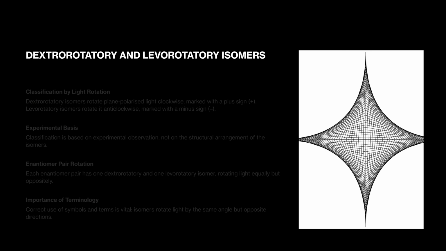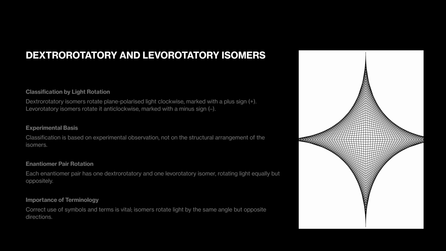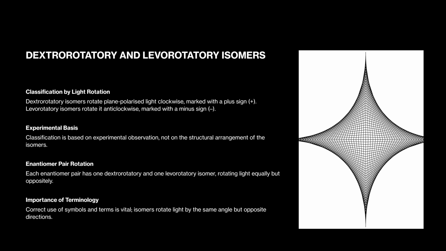Optical isomers are classified based on the direction in which they rotate plane polarized light. A dextrorotatory isomer rotates the plane of polarization clockwise, and this is indicated by a plus sign. A levorotatory isomer rotates the plane anticlockwise and is indicated by a minus sign. It is not possible to predict whether an isomer will be dextrorotatory or levorotatory simply by looking at its structure at this level.